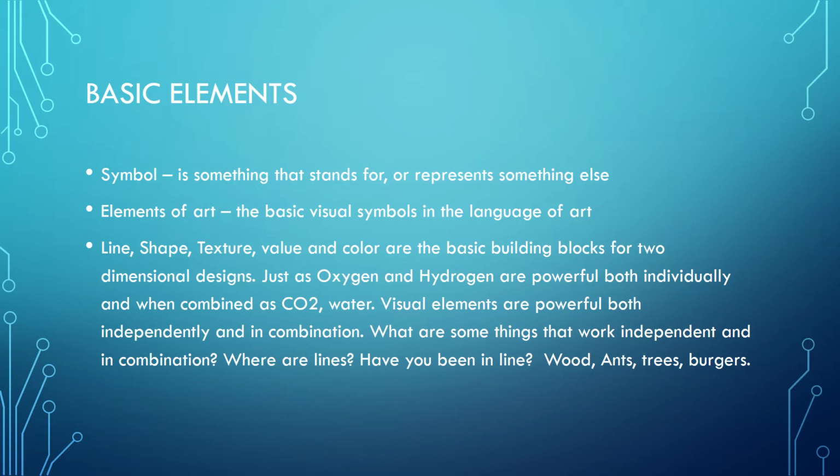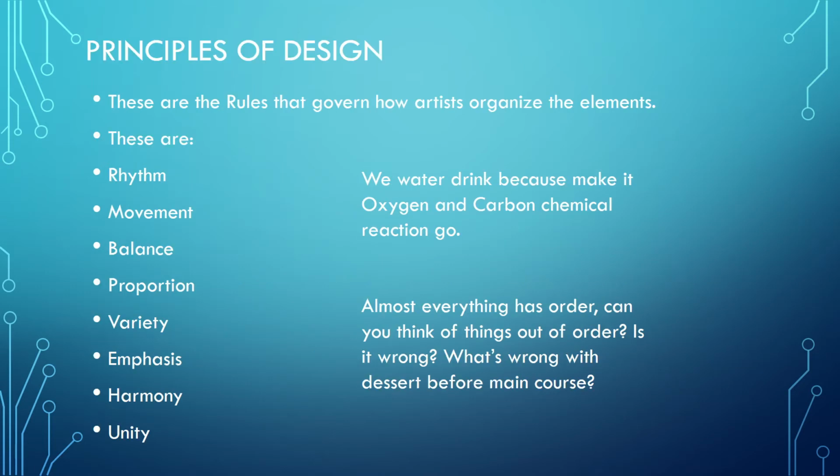So we combine these by using the principles of design, which are also 7, and these are rhythm, movement, balance, proportion, variety, emphasis, harmony, and unity. So when we have elements, for example, repeated, as in pattern, you can have repetition of color and line, and you have a work of art that has patterns.